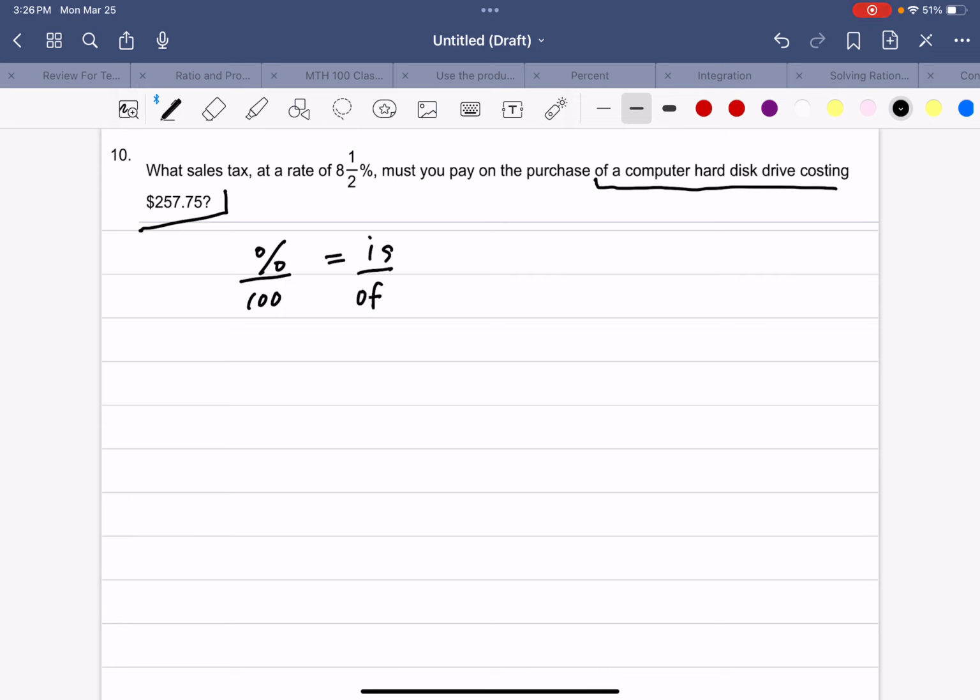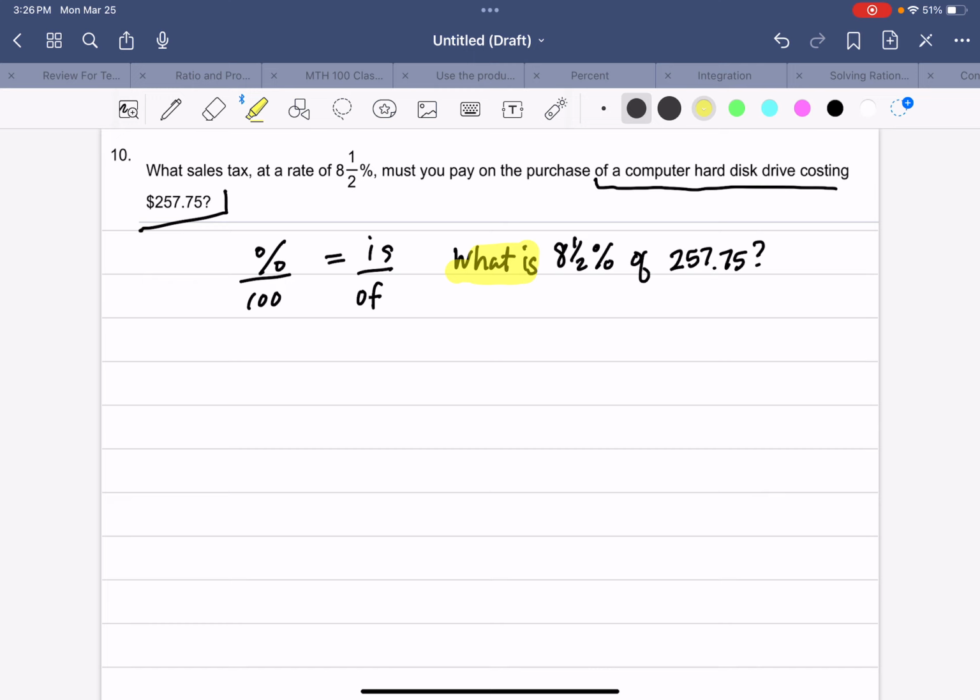And what we're really asking is, what is 8.5% of $257.75? Now, we should go ahead and talk about the shortcut on this type only.